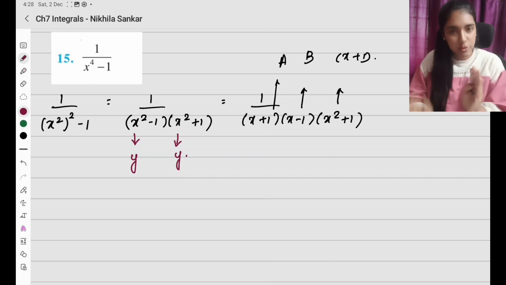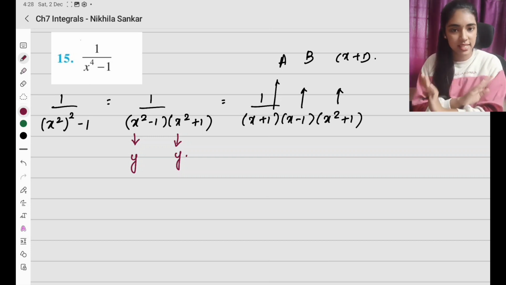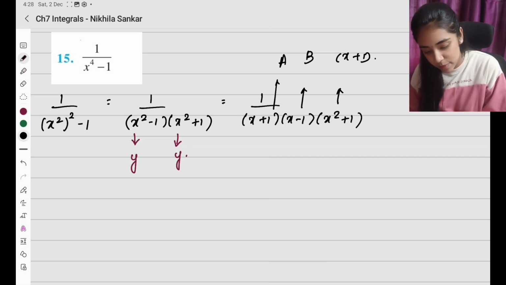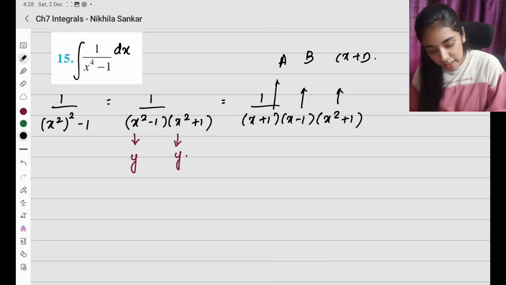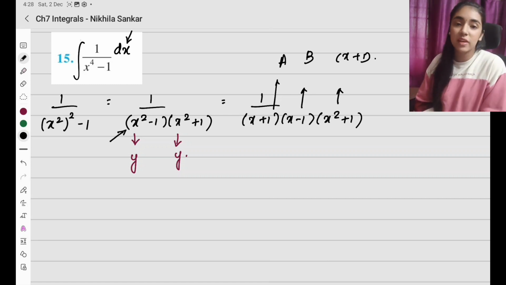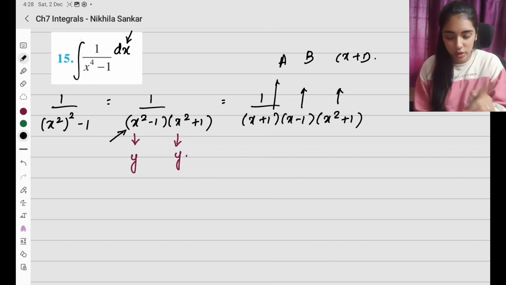Okay, I am only substituting, I am only putting the value of x square to be y. I am just putting. It is not a substitution. x is not changing, dx is not changing. So basically my integral is times dx. I am putting a value for x square, but before taking the integral I'll change it back to x because my variable of integration is x.